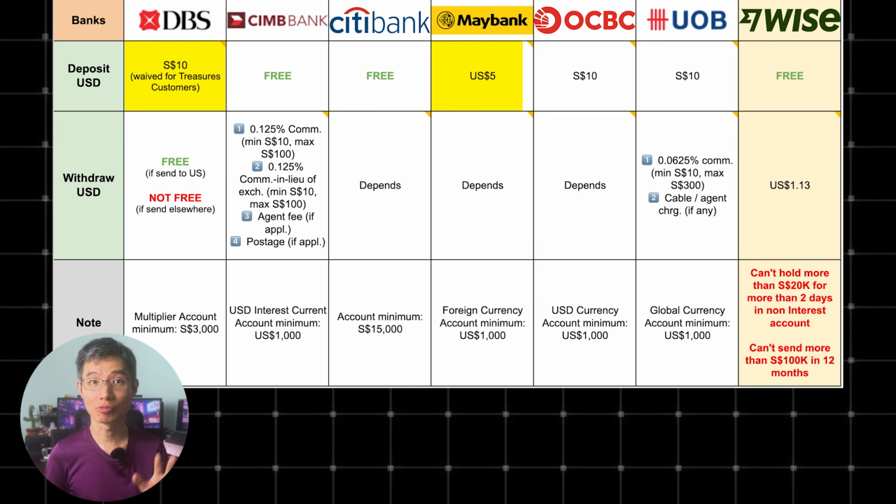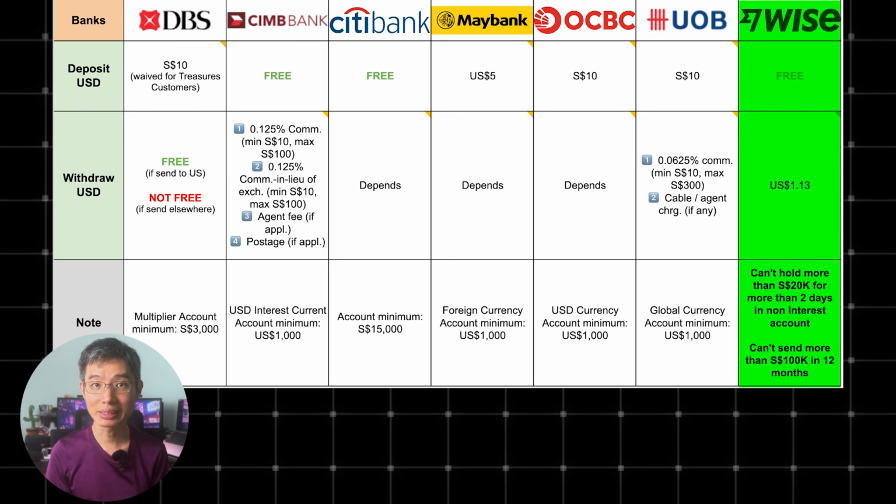Most banks will charge you $5 to $10 just to receive US dollars deposits, with the main exceptions being CIMB Bank, Citibank, and WISE. When it comes to withdrawing US dollars, most banks will also charge outward remittance fees. The only notable exception is DBS, which lets you send US dollars to a US bank account for free. WISE, on the other hand, charges a small $1.13 fee, which is still far cheaper than all the other options. That makes WISE the cheapest choice overall.